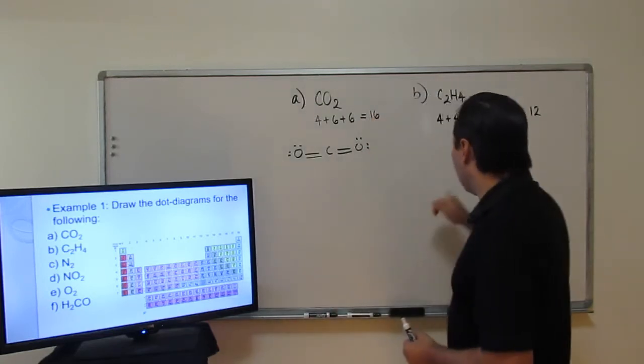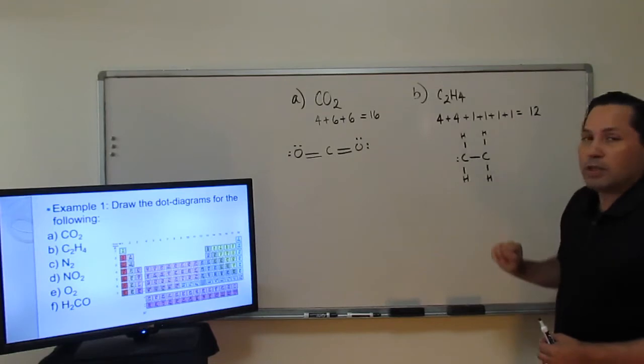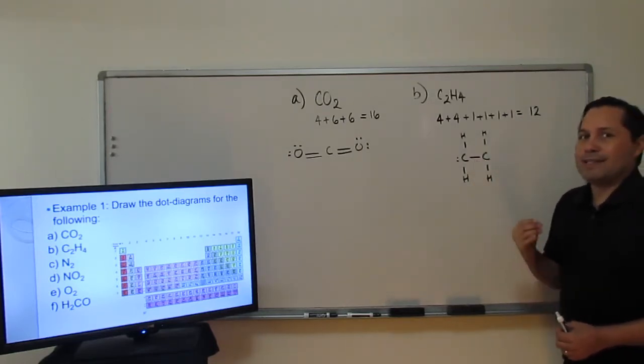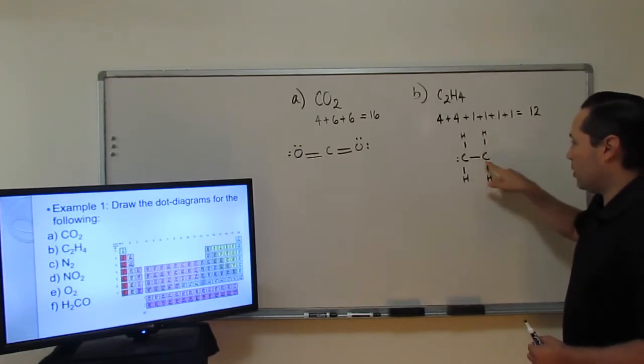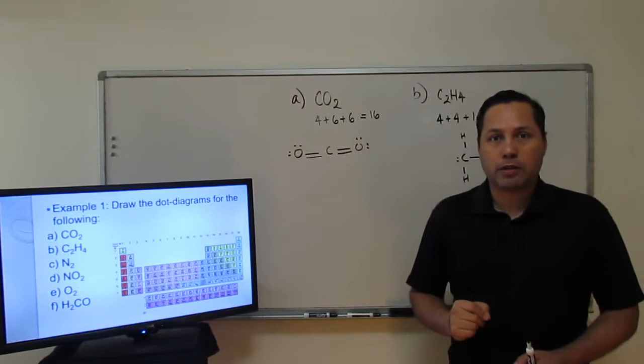If you look at my drawing, this carbon on the left hand side does have 8. Top, bottom, right, left, there's 8. But the carbon on the right only has 6 electrons. 2 there, 2 there, 2 there. It is not following the octet rule, and it must follow the octet rule.